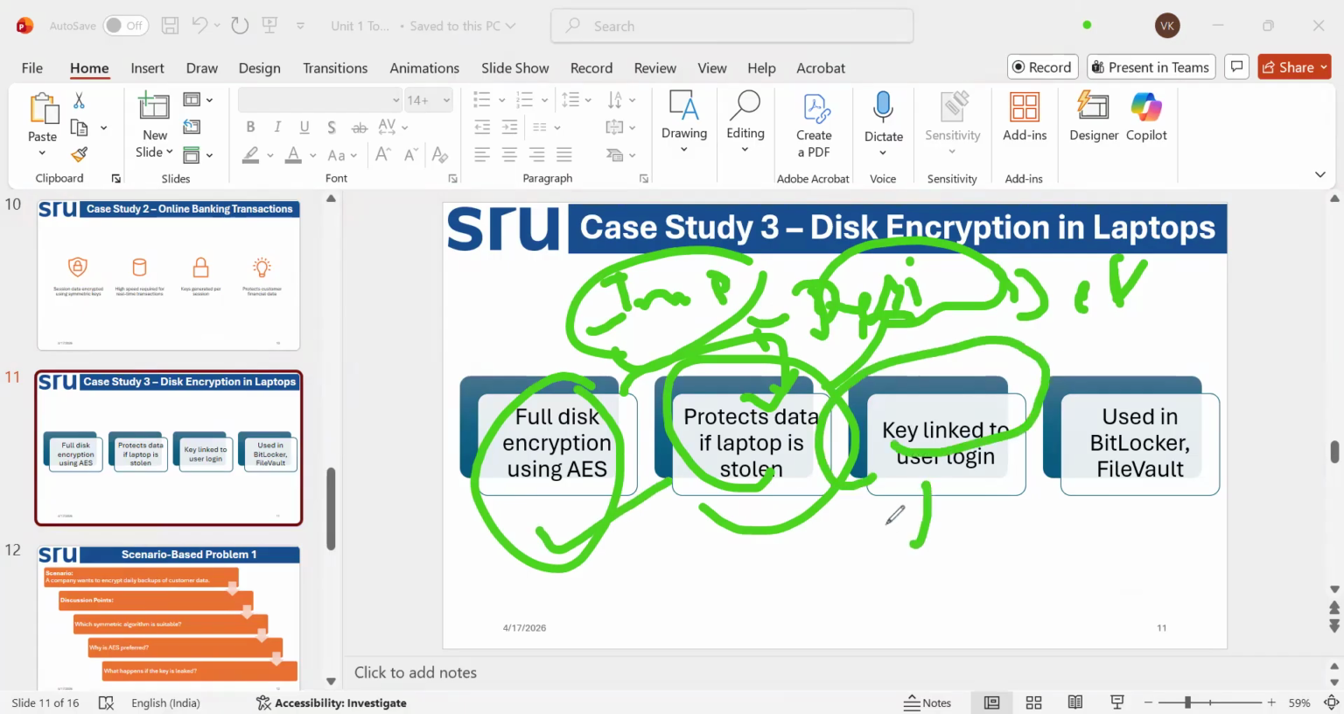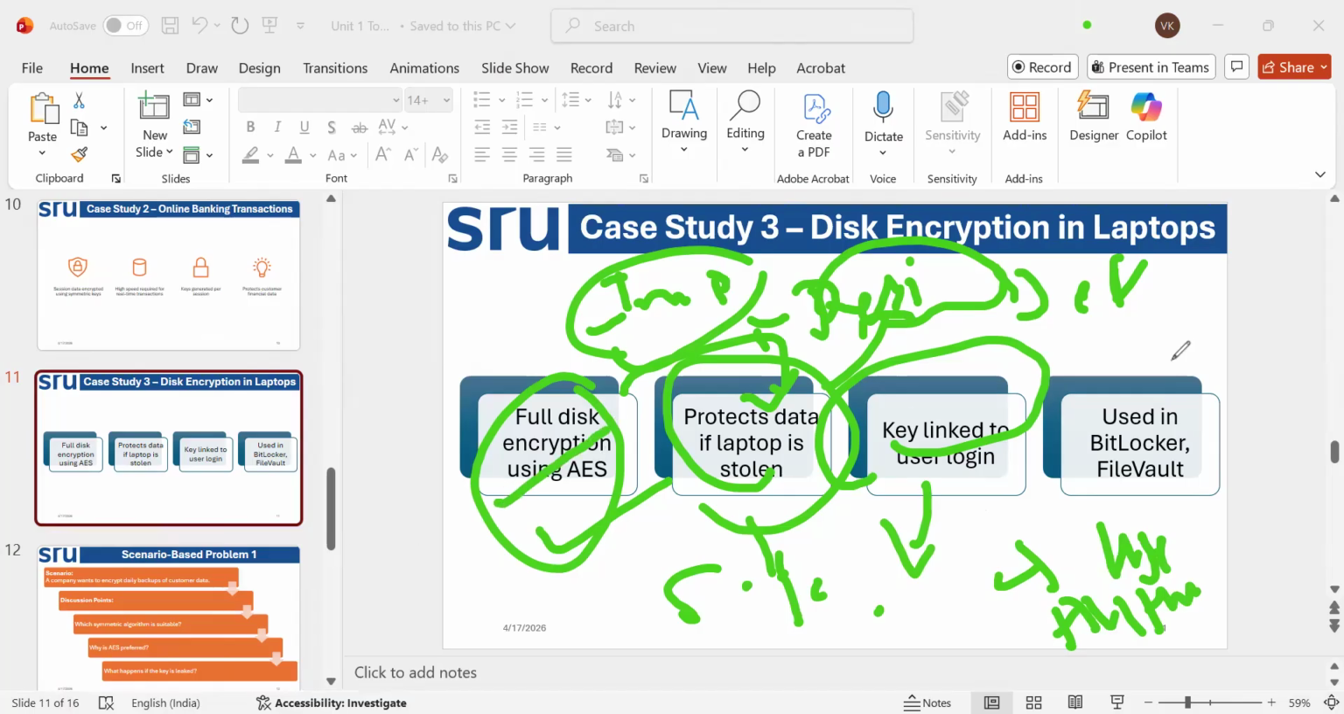The key, the secret key, is linked to the user login. That means only through authentication can the encrypted information be decrypted, using the authentication used in BitLocker or FileVault. Where it is used: in BitLocker and FileVault. I hope you understand about those.